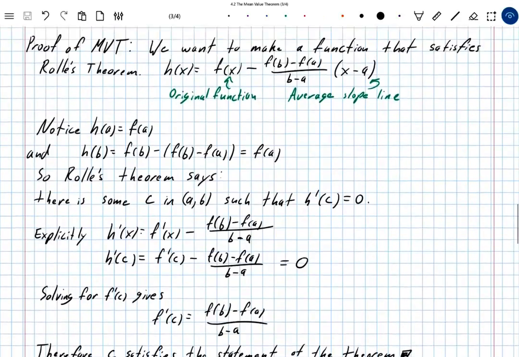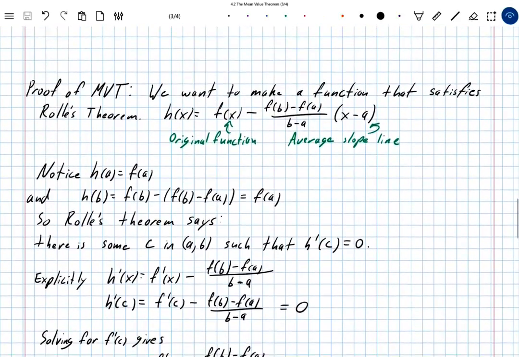Okay, so just to back up, what on earth did we do? We wanted to use Rolle's theorem, so we took our function and we just subtracted off a line, in such a way that the new function would satisfy Rolle's theorem. And from there, it was easy peasy. I just plugged in and solved.